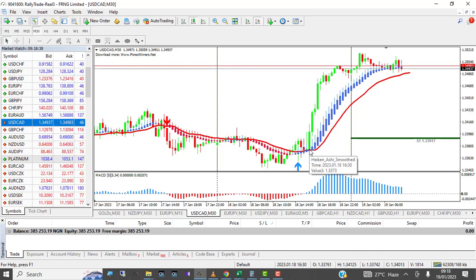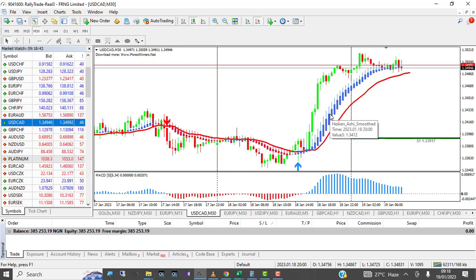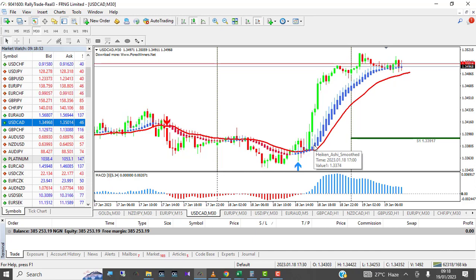If Heikin Ashi is in blue, it indicates a bullish momentum. Heikin Ashi in red indicates a bearish momentum, meaning that if you want to buy, Heikin Ashi should be in blue. Once Heikin Ashi is in blue, you want to buy. Now after buying, if Heikin Ashi turns red, of course you want to look at closing that trade, because the price is about to go the opposite direction.